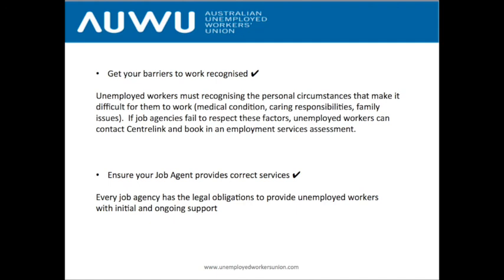And finally, the fourth right that unemployed workers have is to receive services from their job agency. And these are an array of services as we've seen already. These are obligations that job agencies have under their contracts to provide services.